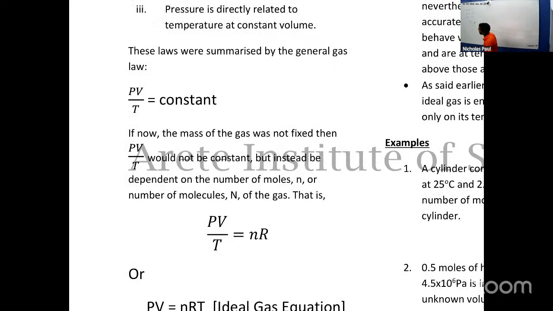Now, if the mass of the gas were not fixed, PV on T will not be a constant, but instead be dependent on the number of moles, right? So instead, we will get PV on T is equal to n, the number of moles, times a new constant called the molar gas constant. All right, so do me a little favor. Write down that formula there. The formula doesn't really look like that. It looks more like this: PV is equal to nRT.